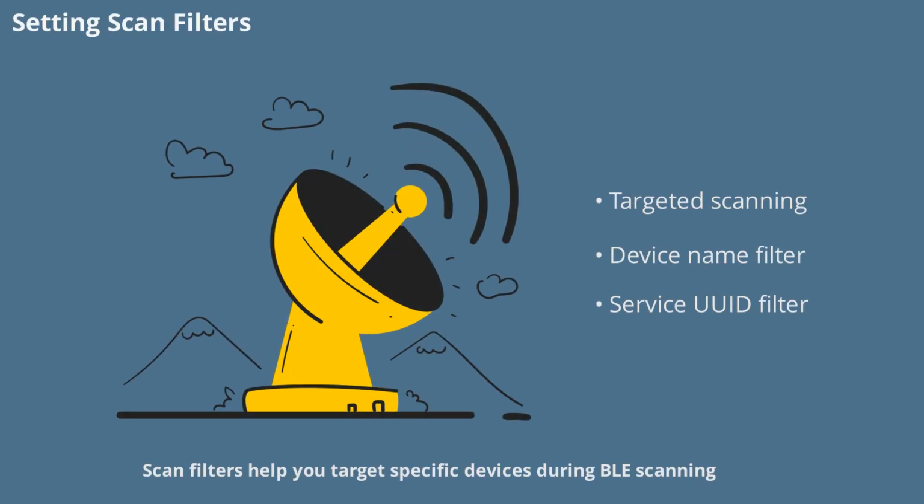Scan filters help you target specific devices during BLE scanning. If you don't set filters, you'll receive all advertising devices, which can be overwhelming. Filters allow you to search by device name, service UUID, or MAC address. This targeted approach makes scanning more efficient, especially when you're looking for particular devices or device types.